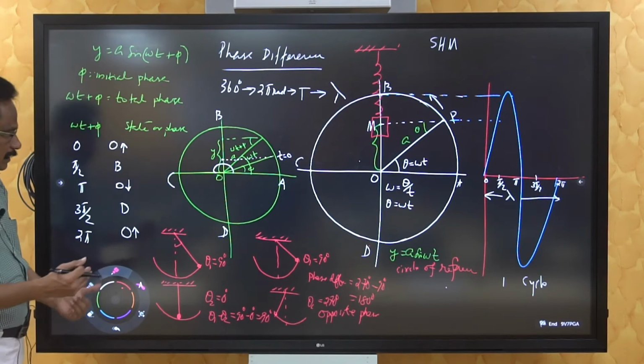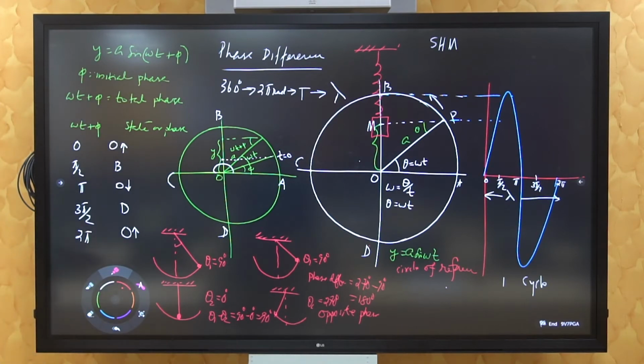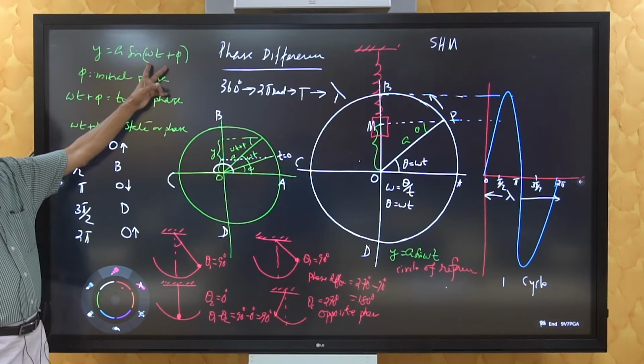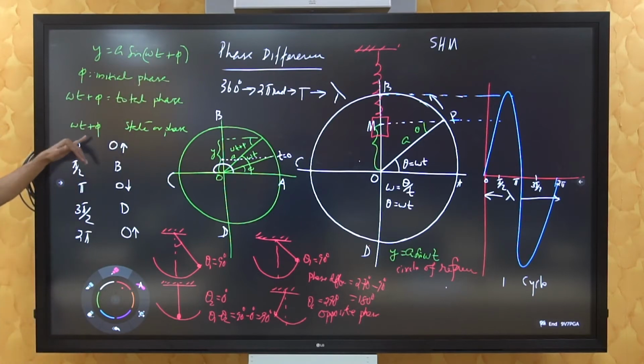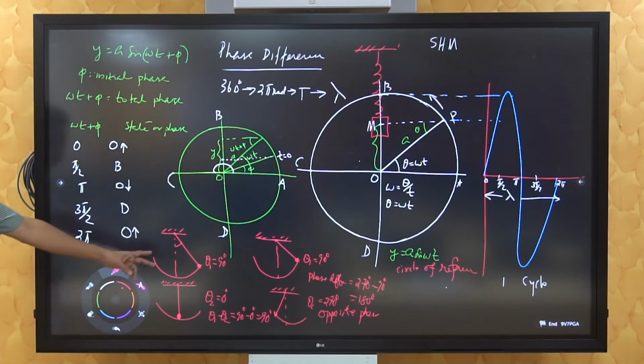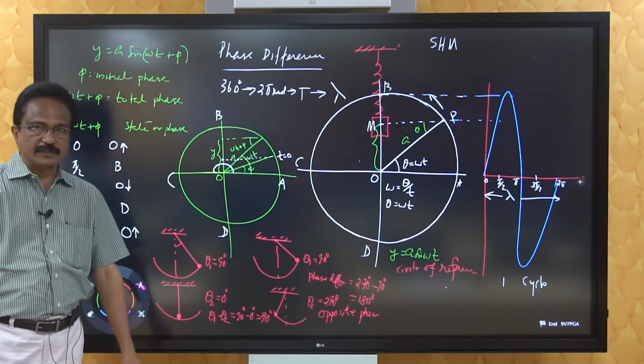Two particles executing SHM will have different states. The state of the particle executing SHM is given by the quantity omega t plus phi, the argument of the trigonometric function. By knowing the value of omega t plus phi, we will be able to understand the location of the particle at any instant. This is the situation corresponding to a 90-degree phase difference. A 90-degree phase difference is called a quadrature.